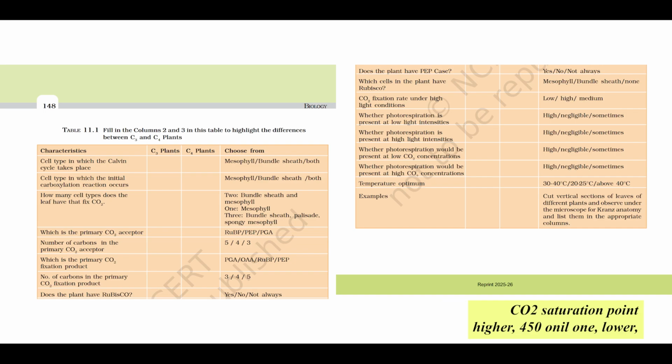CO2 saturation point: higher for C3, about 450 ppm; lower for C4. Temperature optimum: lower for C3, 20-25 degrees C; higher for C4, 30-40 degrees C. Examples: C3 plants include wheat, rice, potato, and soybean; C4 plants include maize, sugarcane, and sorghum. Keep these distinctions clear in your mind. They are very frequently tested.